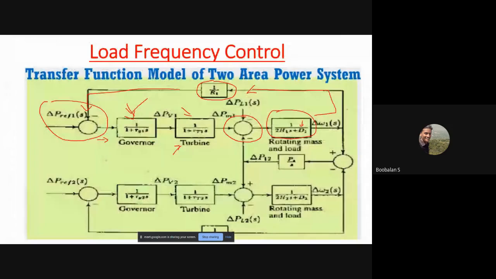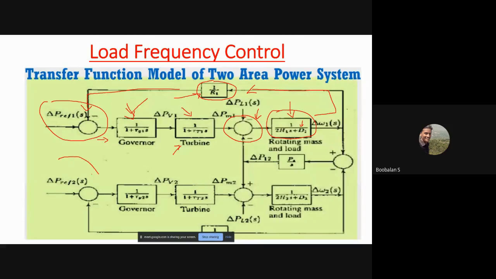Area 1 is now getting finished. The governor, we finished it off. The turbine, we completed. The summing block, we finished it off. The rotating mass, we finished. And the negative gain feedback is now also finished. This is area number 1, and this system represents my area number 1.